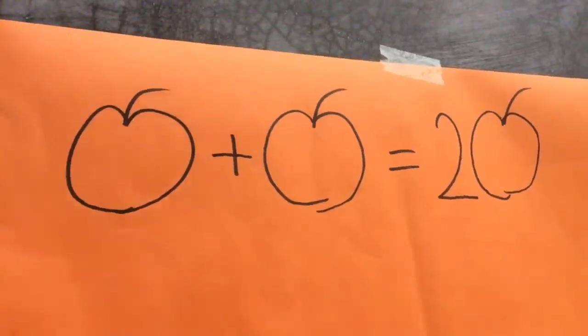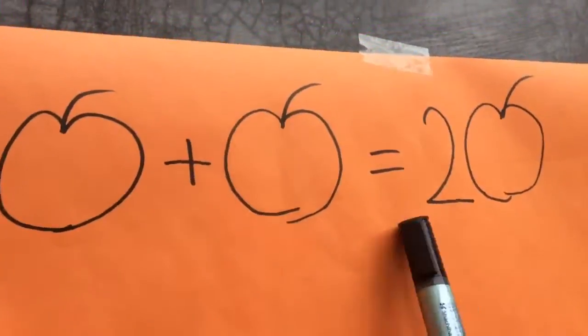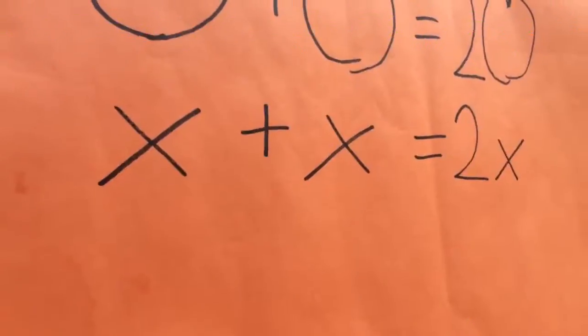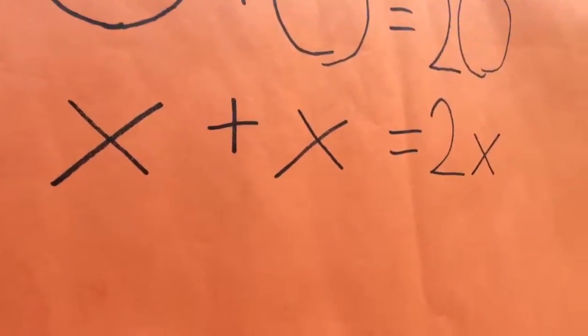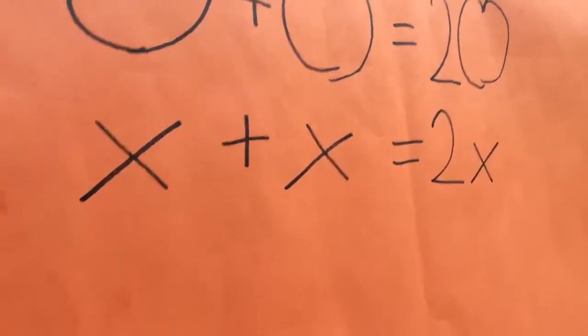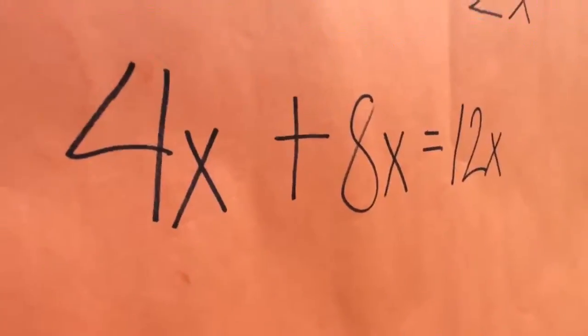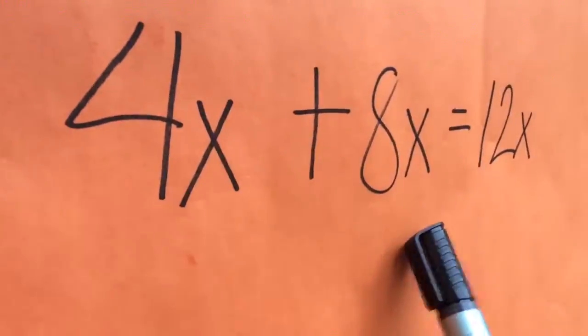Now, addition in algebraic expressions can be just like adding apples. Apple plus apple equals 2 apples. Now, instead of using apples as our variables, we will use x. Example, x plus x is equal to 2x. Let's try a different example. 4x plus 8x is equal to 12x.